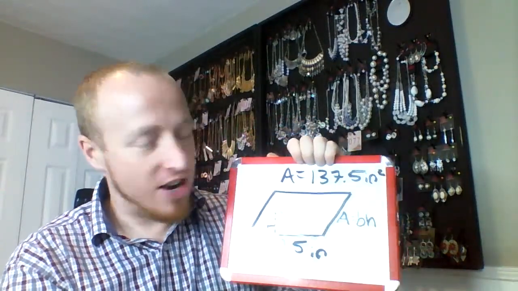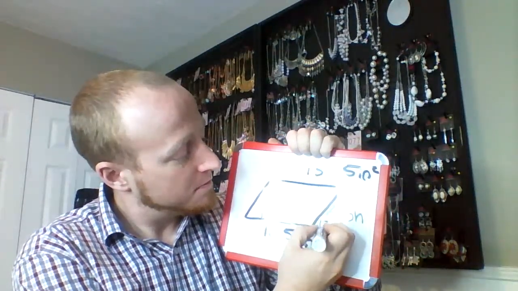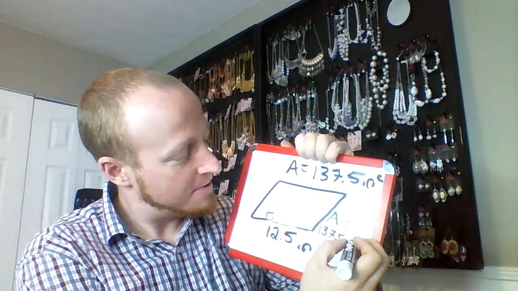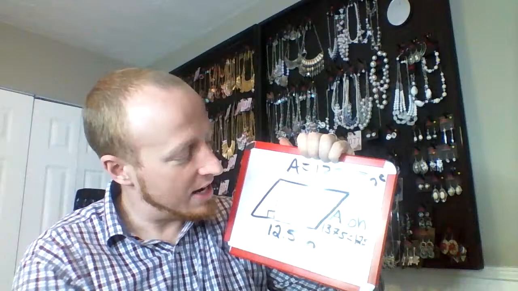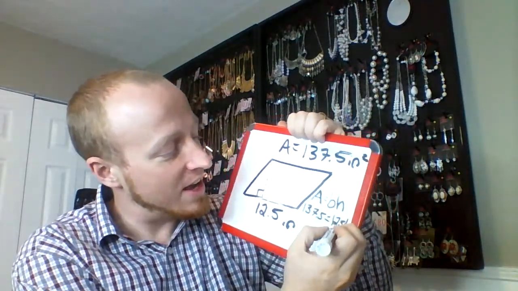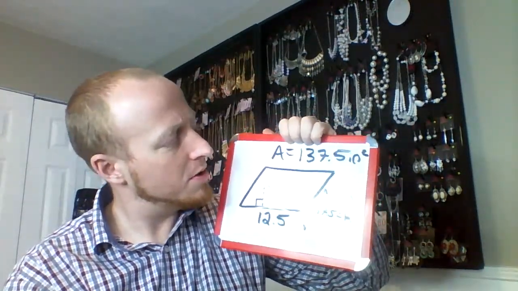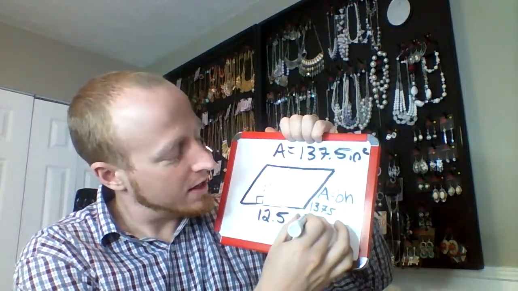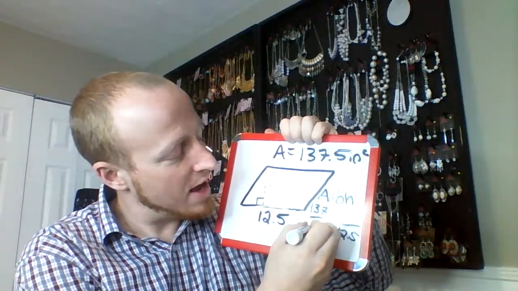And then do we know the area? The area is 137.5. Indubitably. Do we know the base? It's 12.5. Indubitably. And we do not know the height. So we have 137.5 equals 12.5 h. Okay. So what would I need to do to both sides? Divide. Yes, ma'am. I got to get that h by itself. So I divide both sides by 12.5.